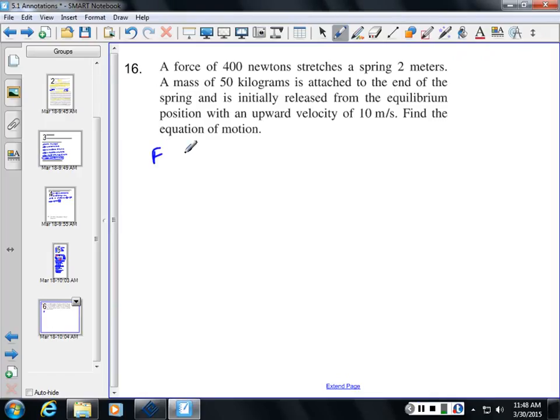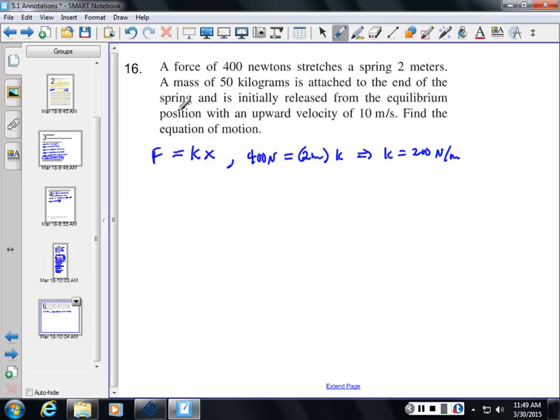The force that they give you, the force of 400 newtons, says it stretches a spring 2 meters. Well, they're begging you to use Hooke's law. So force is equal to some constant, the spring constant, times x. Here they give you 2 meters, that's going to be x, and 400 for the force. So they want you to find k, the spring constant. That's the first thing you see.